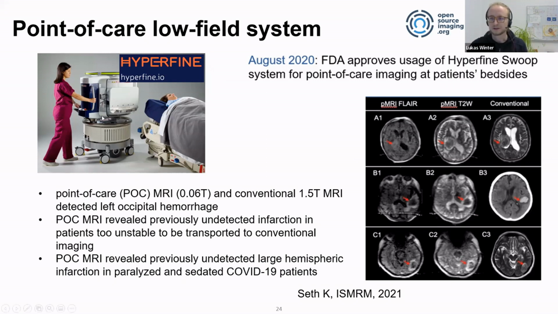And this is interesting. Such a system weighs now 600 kilograms, and you have a little joystick and you move it around. Yeah, and there are some images here on the right, and there are quite some studies already published on the diagnostic performance. So this is something very useful.